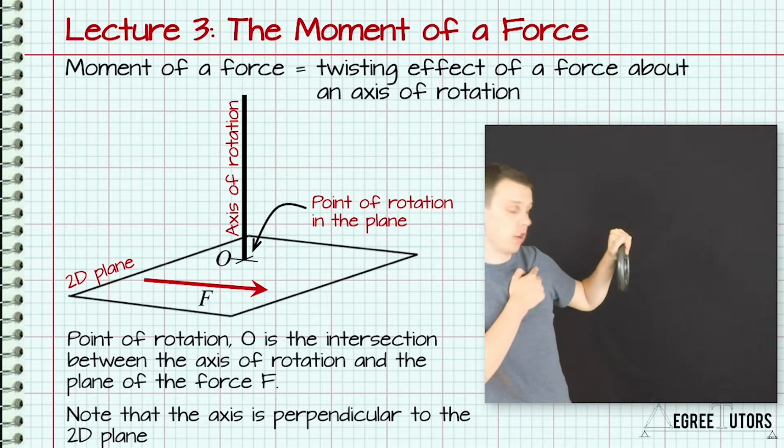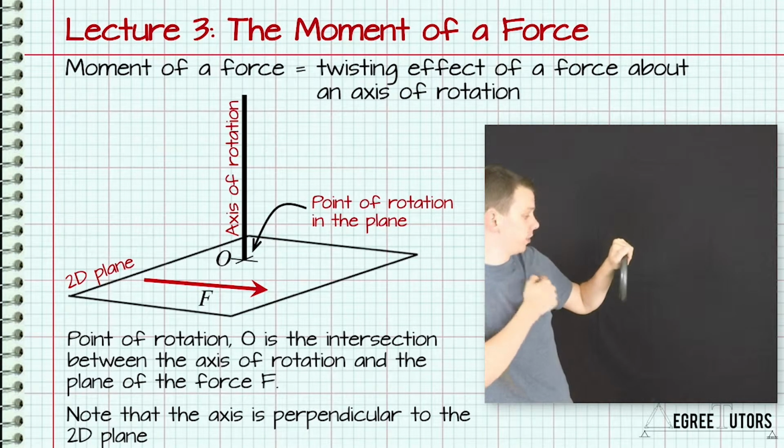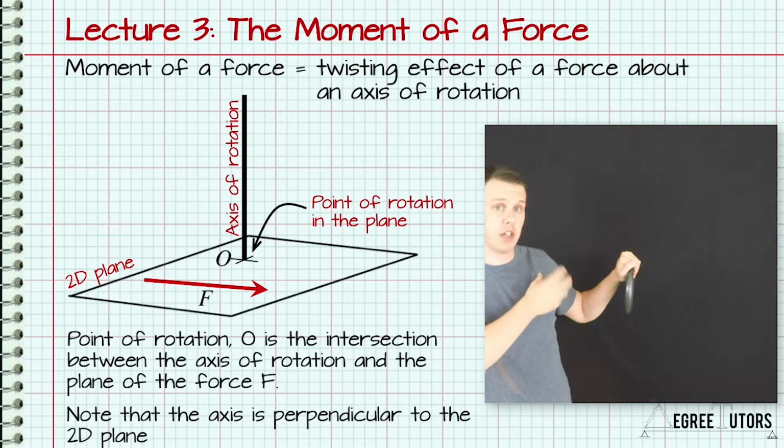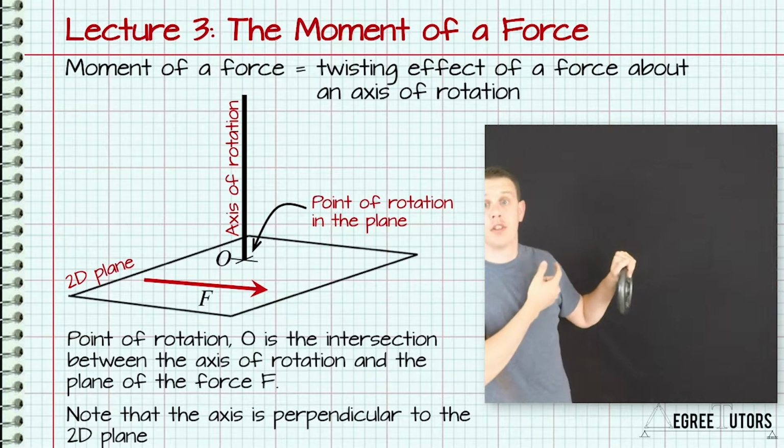If I move the force closer into my body, the distance between the force and the point of rotation is reduced, and the moment, or the twisting or rotational effect, of that force is also reduced.